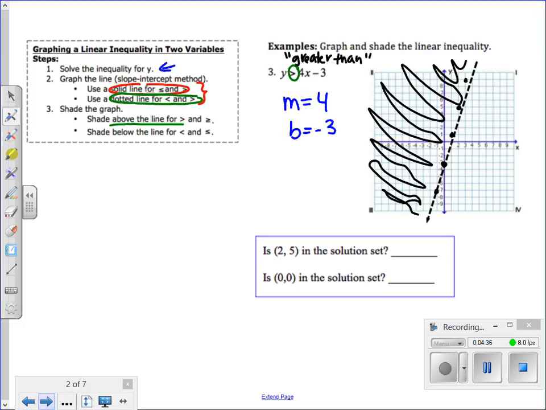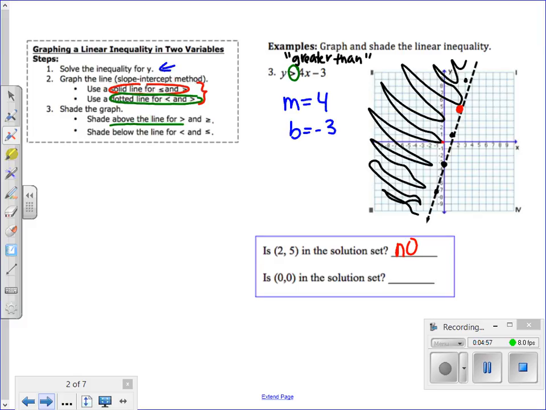The final thing we need to do with these inequalities is figure out: is (2, 5) in the solution set? So I'm going to look at (2, 5) right here. (2, 5) ends up being right on the line. Because the line is dotted, we're going to say that no, that point is not in the solution set.